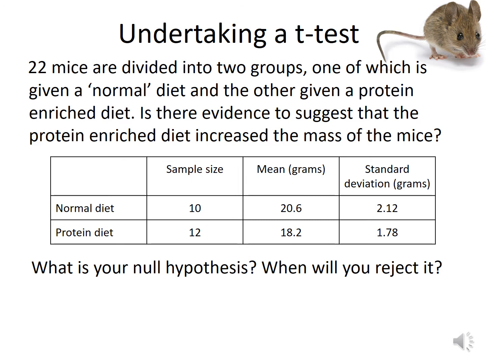So if you have a look at the table, we've got normal diet, protein diet. We have two different size groups there. That's absolutely fine. And they've worked out the mean. So they've worked out the mean increase in mass, and then they've worked out the standard deviations of that. And that's fairly typical of an exam question.